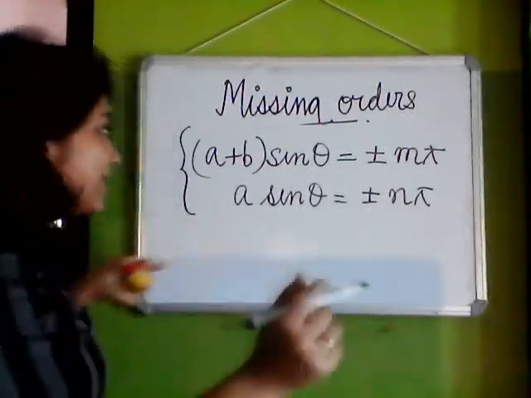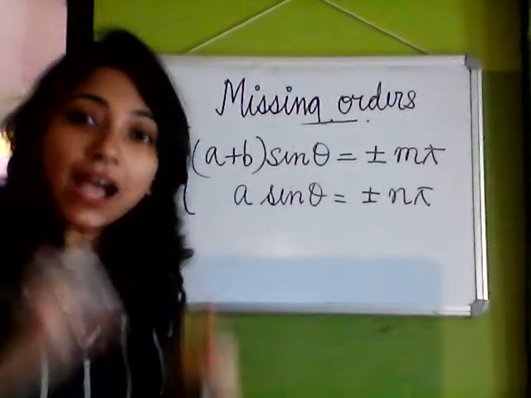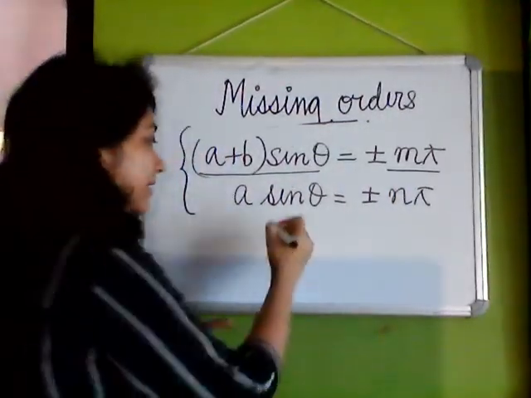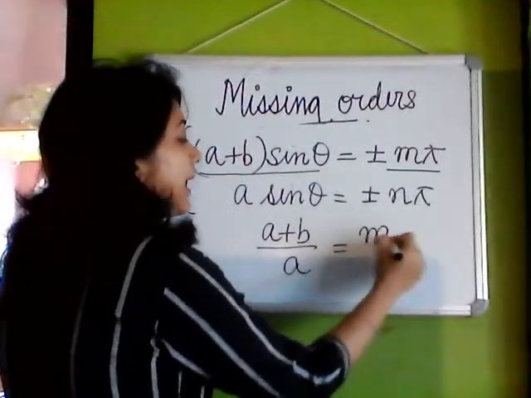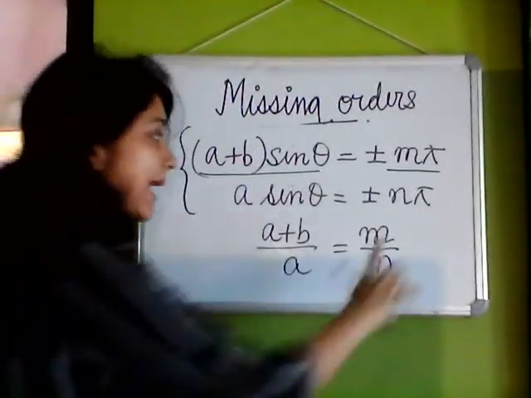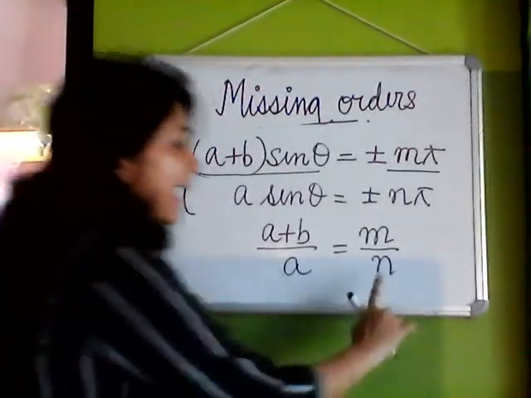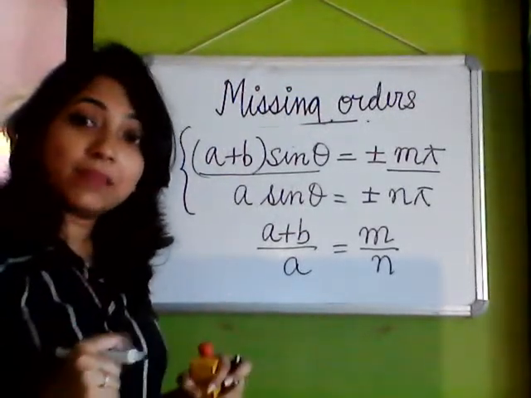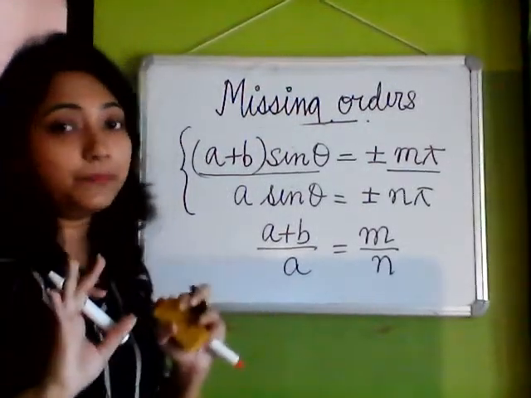And as I was telling you, how can we calculate which orders will be missing? I had asked you to divide this equation by this equation, and from there we received a condition that (A plus B) by A is equal to m by n. In this scenario, once again see, m are the orders of interference maxima, n are the orders of diffraction minima. And diffraction minima is more powerful. It has been observed, so this is like a law that we can follow.